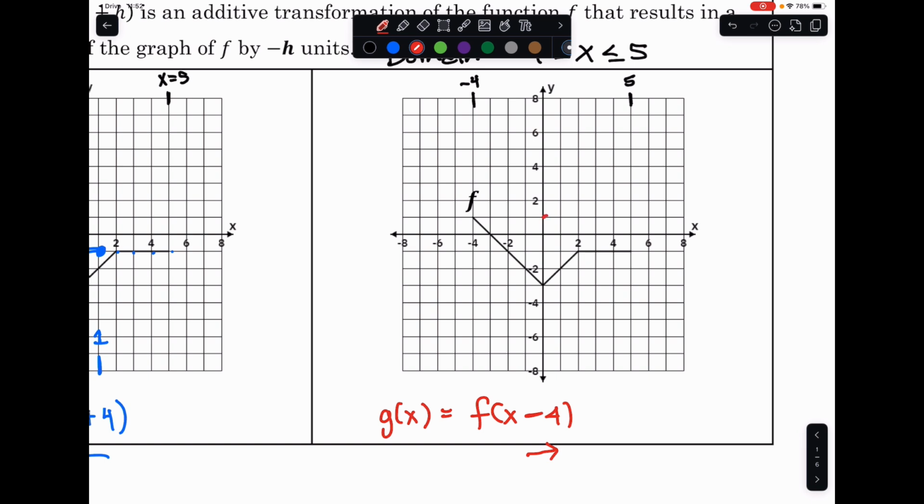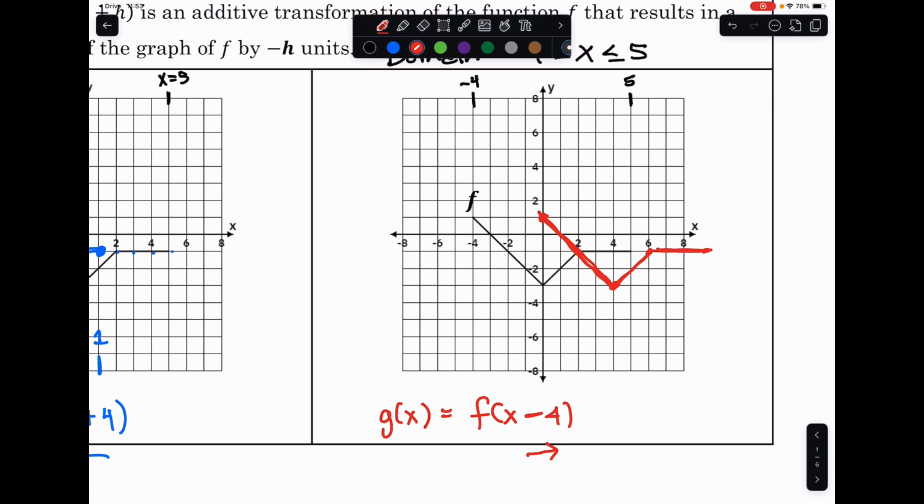So 1, 2, 3, 4. That one right there. So this line, the slanted line, is now here. This line is going to be shifted 4 units to the right. So 1, 2, 3, 4, and 1, 2, 3, 4. That's going to go right here. And then this point is going to also be shifted 4 units to the right. So 1, 2, 3, and then 4 all the way out there. And the graph is going to look like that.